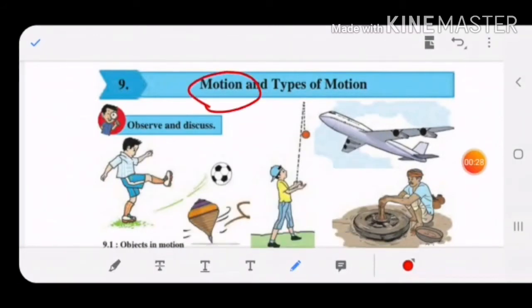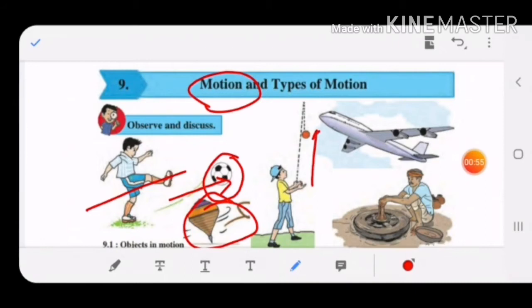What is motion? See children, before that they have given us these pictures 9.1. Let us observe them. See, in the first picture, that boy is kicking the ball. So after kicking the ball, what happens? The ball is in motion. The top is moving. That means the top is in motion. Okay, the boy is throwing this ball upwards. Later on, that ball is coming downwards. That means the object is in motion.